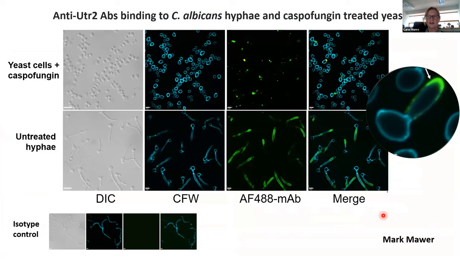When we look at where the antibodies bind on cells by immunofluorescent microscopy, you can see that for the yeast cells treated with caspofungin, and this is our anti-UTR2 antibody, we can see binding here in punctate, so spots along the cell wall. And the binding is really strong against hyphal cells. Again, even without caspofungin treatment, UTR2 antibodies bind along the hyphae, and we can especially see binding at the hyphal tip there, and no binding with our isotype control antibody.